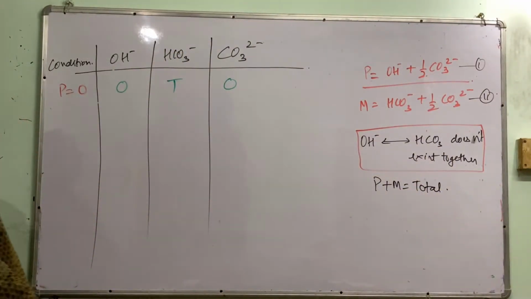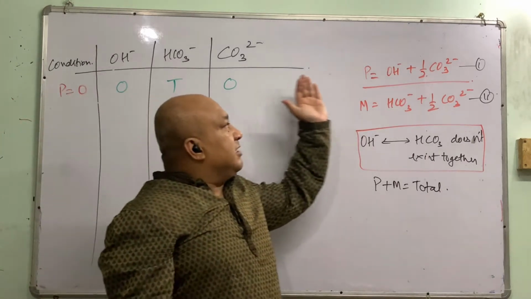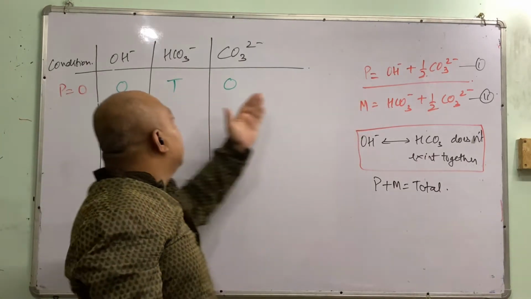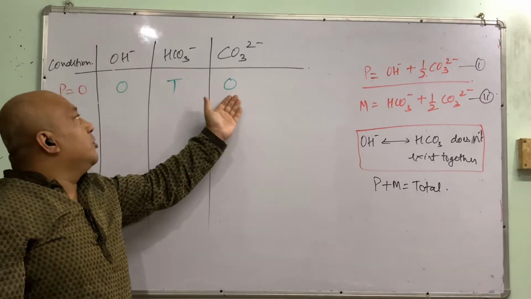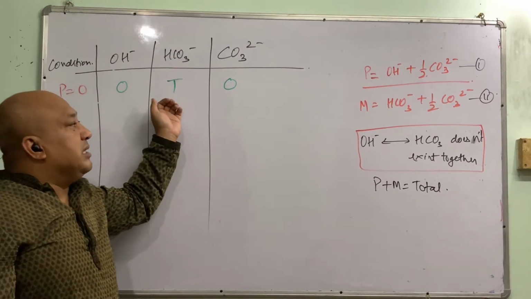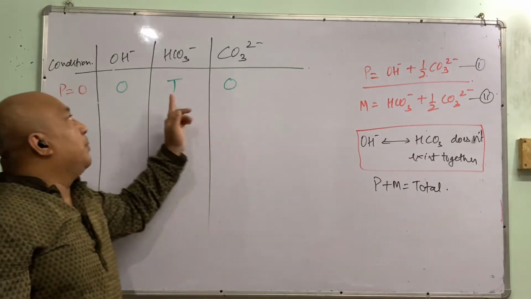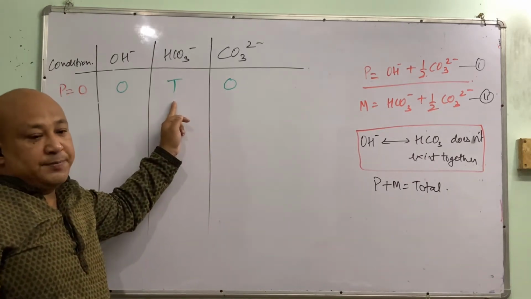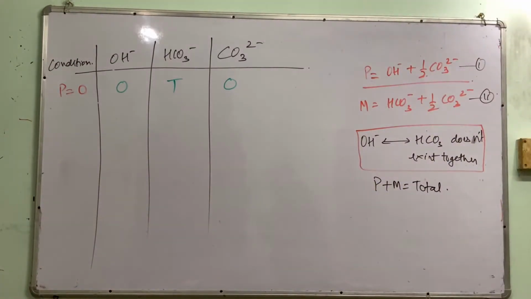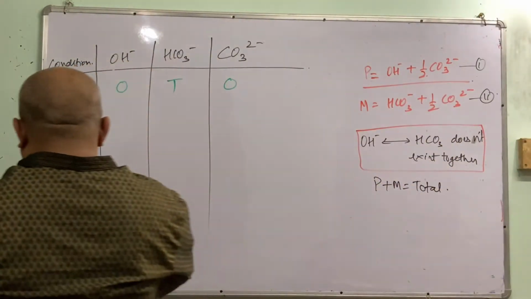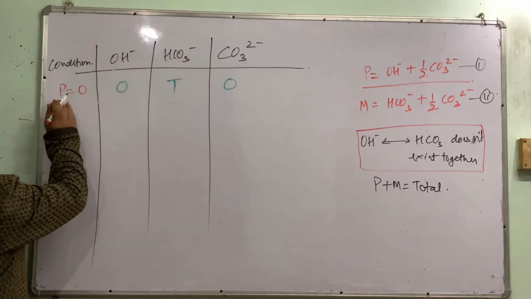So first thing is, if this P is 0, it means hydroxide is 0, carbonate is 0. So whatever total alkalinity or the methyl orange you get, it will be the bicarbonates. Now, next point is, let's increase the P a little bit.